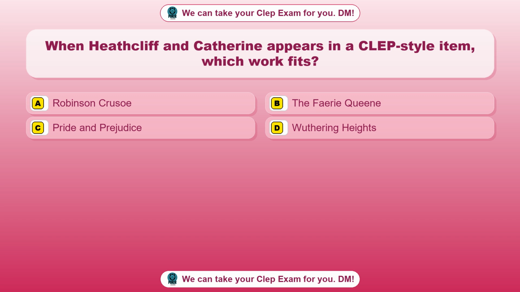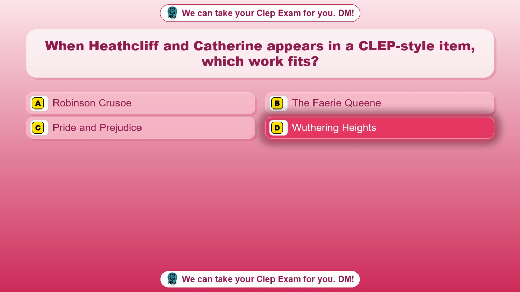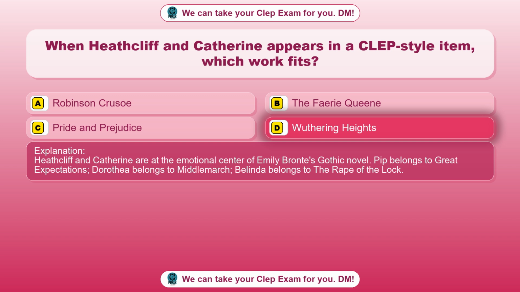Option A. Robinson Crusoe. Option B. The Faerie Queene. Option C. Pride and Prejudice. Option D. Wuthering Heights. The correct answer is option D. Wuthering Heights. Heathcliff and Catherine are at the emotional center of Emily Bronte's Gothic novel. Pip belongs to Great Expectations, Dorothea belongs to Middlemarch, Belinda belongs to The Rape of the Lock.